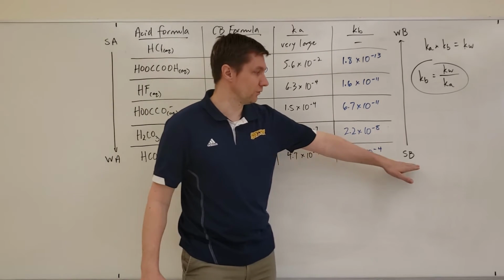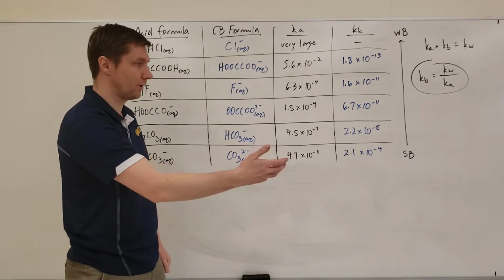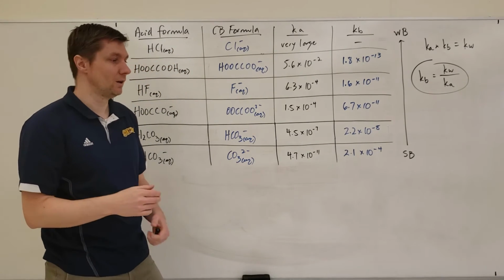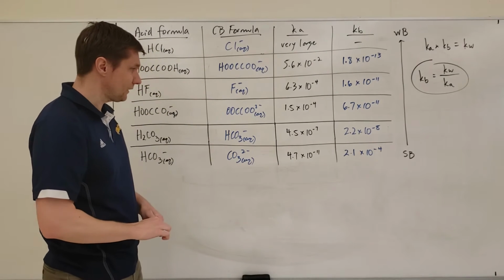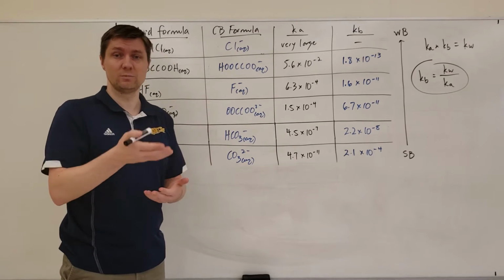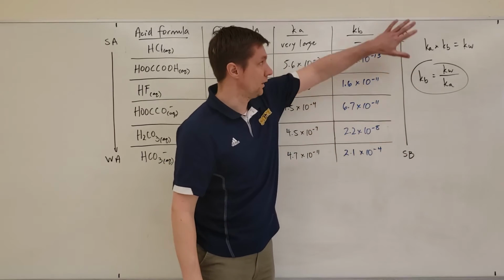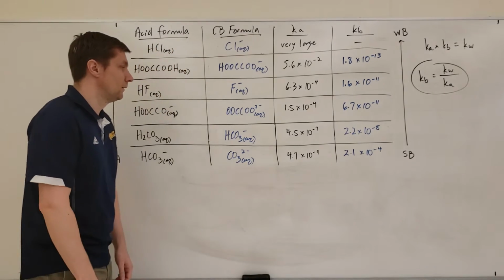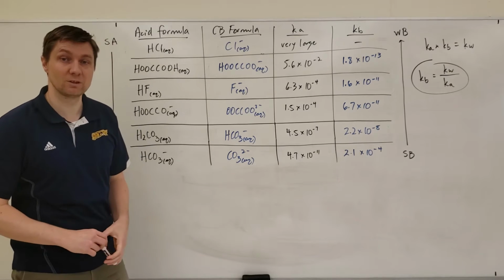And what you'll notice is over here on the bottom right-hand side, and I didn't write it on this chart, but you'll notice on the bottom right-hand side in the base column is hydroxide, OH minus. And hydroxide is the only strong base. That's it. And every other base that is above it is going to be weaker than hydroxide. So our strongest bases are down here in the bottom right-hand corner, and our weakest bases are up in the top right-hand corner.